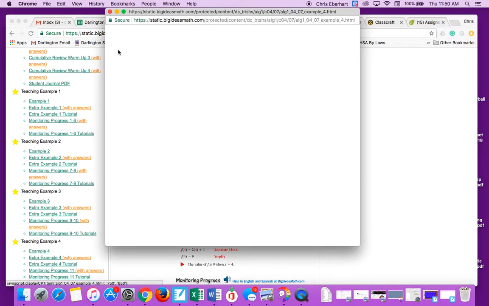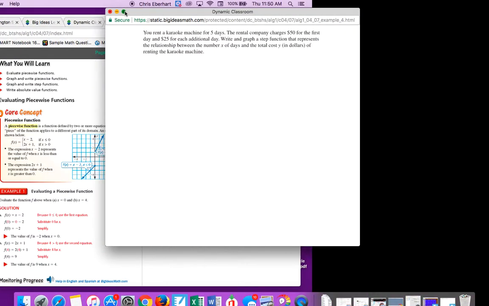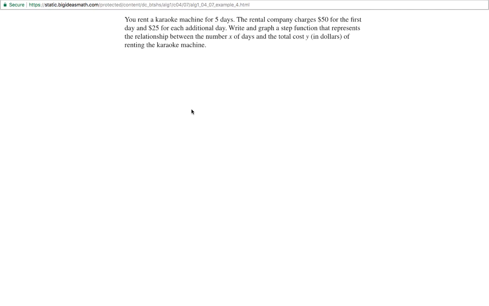Here is another example. Some real life examples like these are called step functions. You rent a karaoke machine for 5 days. The rental company charges $50 for the first day, then $25 for each additional day. Write and graph a step function that represents this relationship between the number of days and the total cost of renting the karaoke machine. So the big thing on this one is just organizing the information and putting it all together.